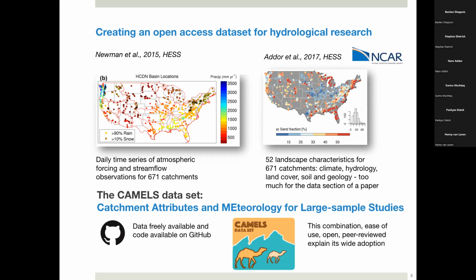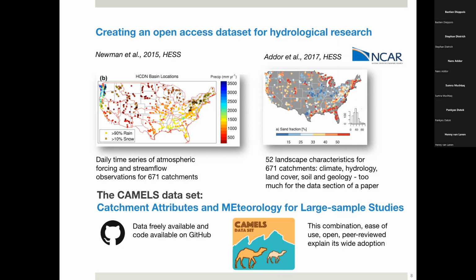And at the beginning, it was only meant to be part of the data section of a paper. And I started writing this data section, and when it reached, I don't know, about 15 pages, we thought this is ridiculous. It has to be a standalone paper. And we decided to actually combine these two datasets and create what we called the CAMELS dataset. And CAMELS stands for Catchment Attributes and Meteorology for Large Sample Studies. And we made the data freely available, and we made the code to compute many of the attributes available on GitHub.